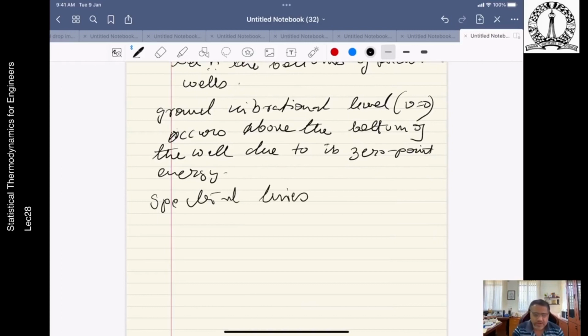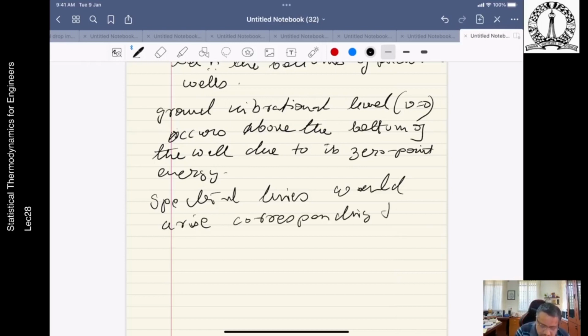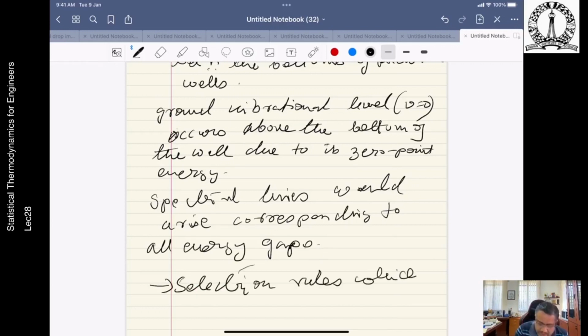You can see that spectral lines can occur or would arise corresponding to all energy gaps. But fortunately, that is not the rule. There are certain selection rules which make life a little bit easier, so to say.